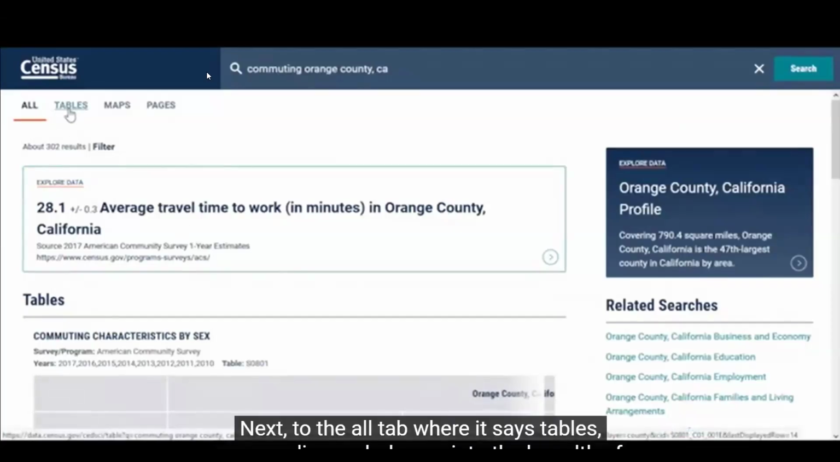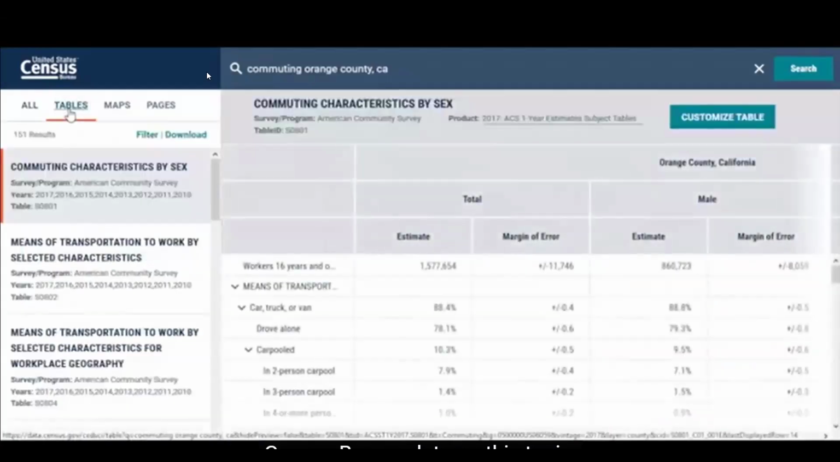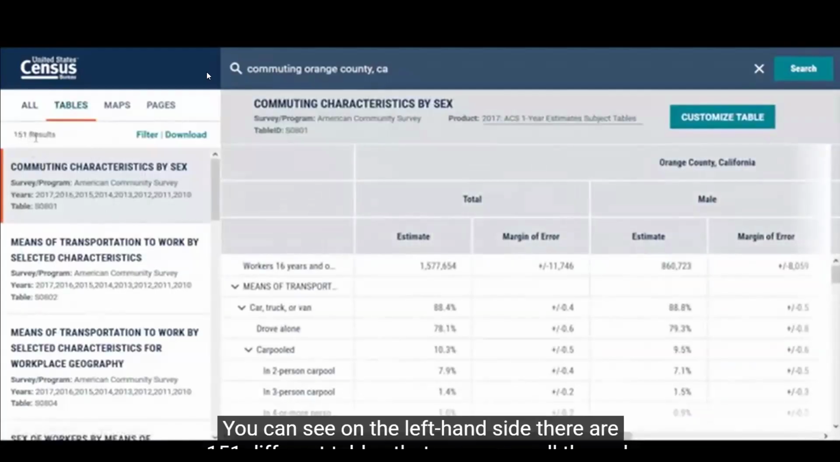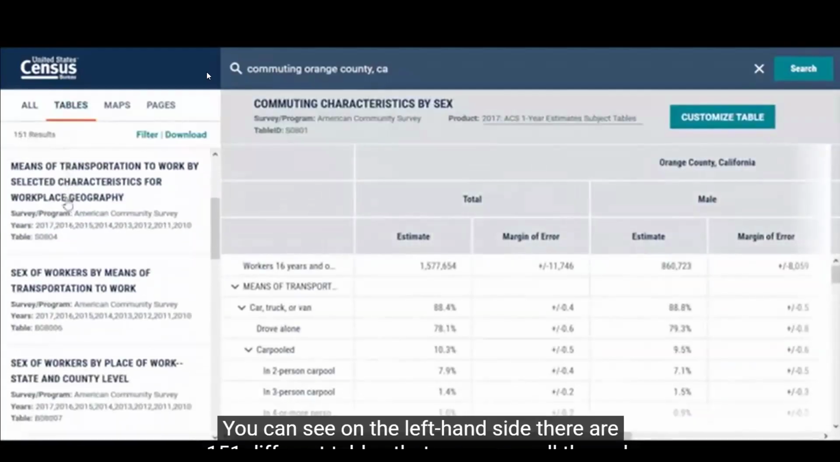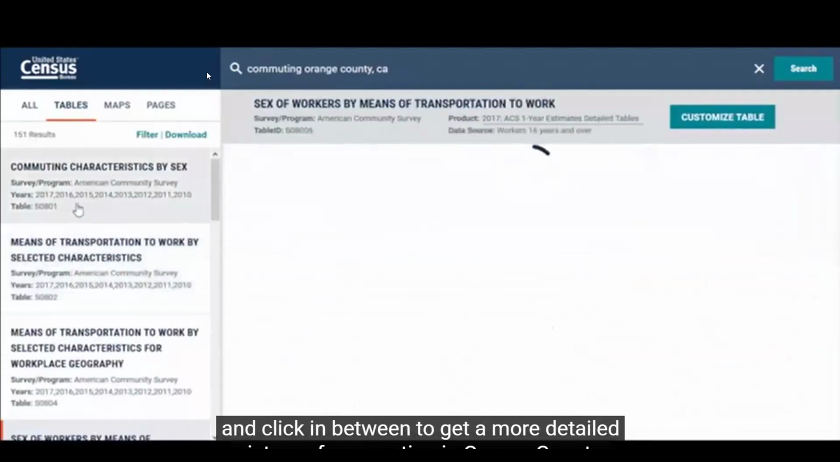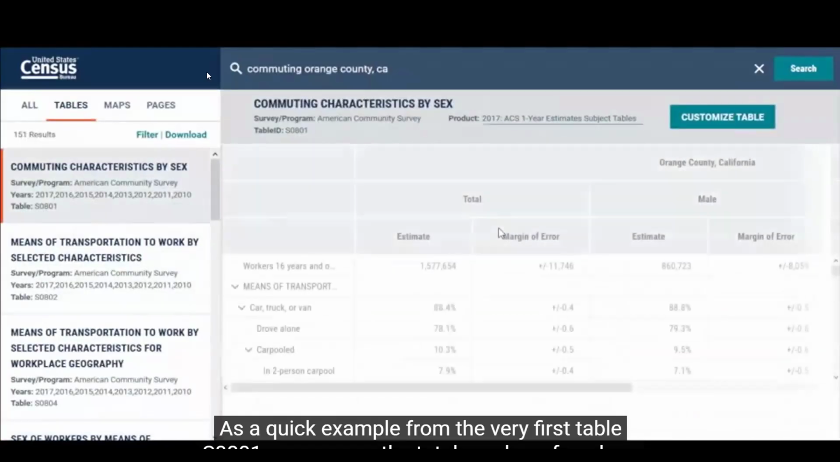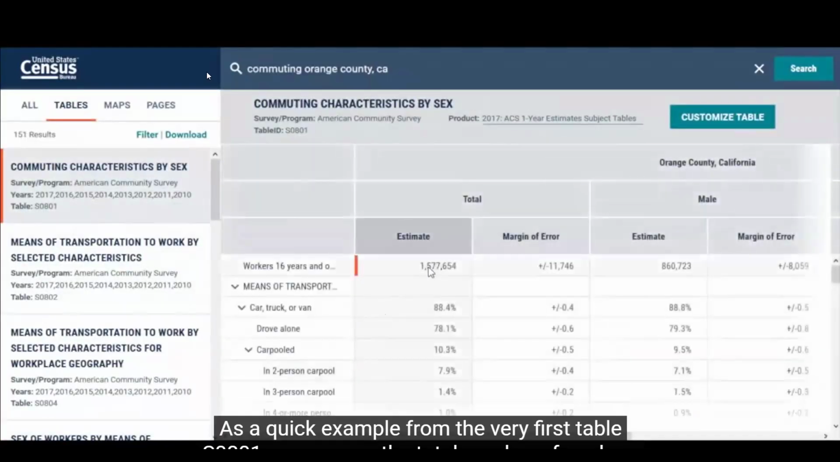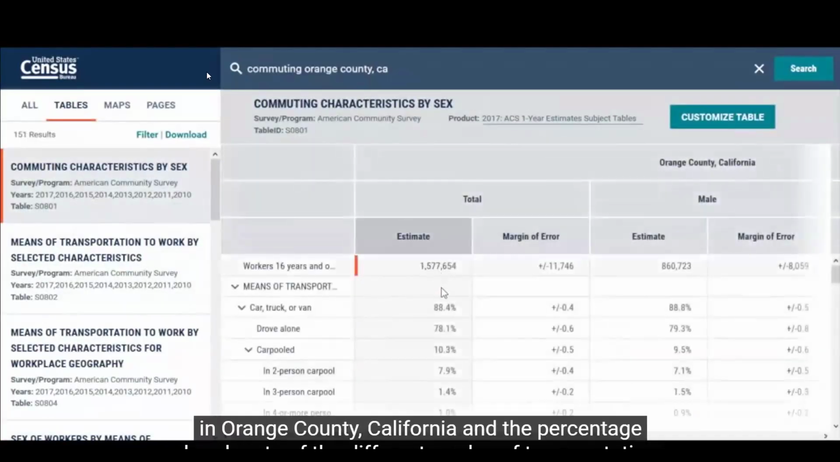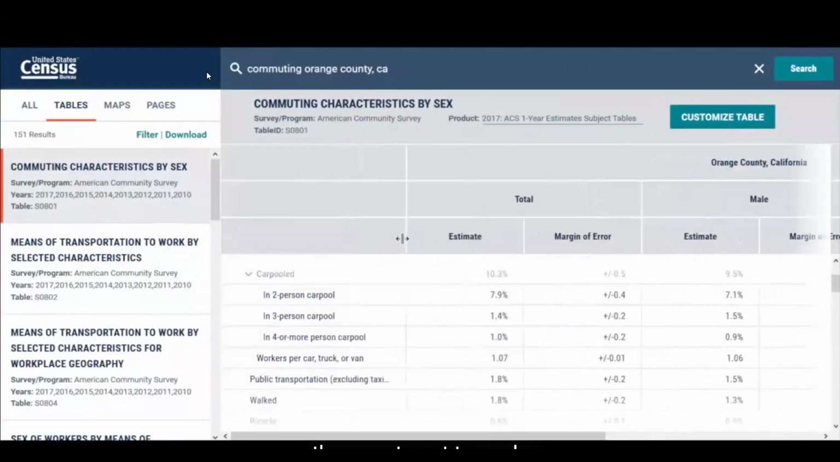Next to the All tab where it says Tables, we can dig much deeper into the breadth of Census Bureau data on this topic. You can see on the left-hand side there are 151 different tables that we can scroll through and click in between to get a more detailed picture of commuting in Orange County. As a quick example from the very first table, S0801, we can see the total number of workers in Orange County, California, and the percentage breakouts of the different modes of transportation they use to get to work.